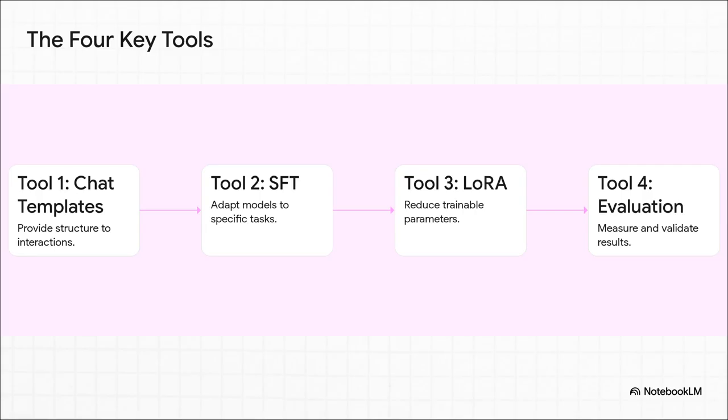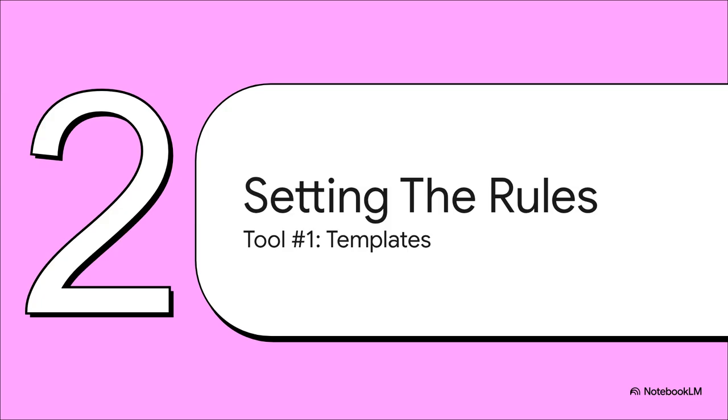Then there's supervised fine-tuning, or SFT. That's for the heavy-duty teaching. After that is LoRA, which is our secret weapon for efficiency. And finally, evaluation, to make sure our new AI actually gets a passing grade. Every single one is crucial. Okay, let's grab our first tool.